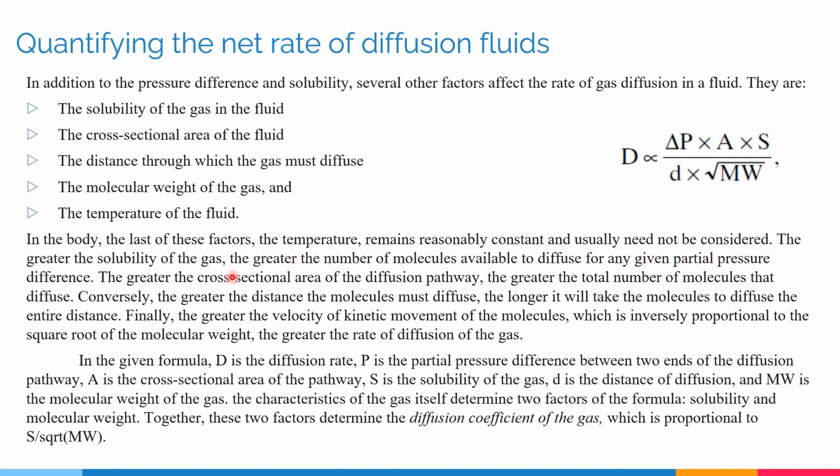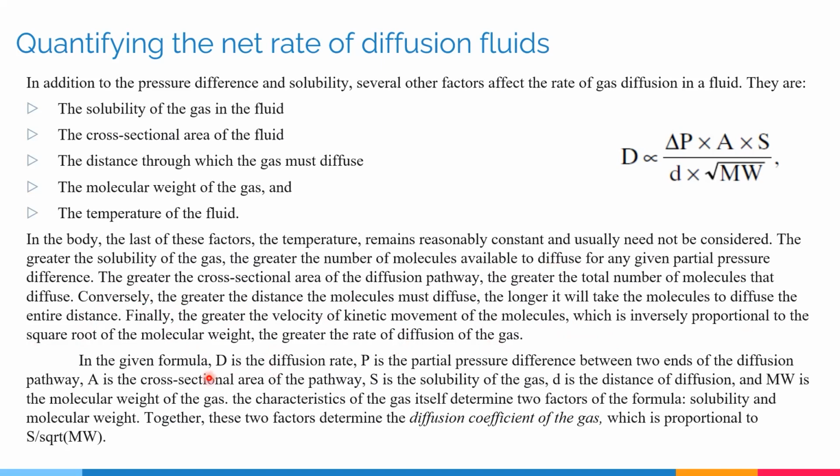The greater the solubility of the gas, the greater the number of molecules available to diffuse for any given pressure difference. The greater the cross-sectional area of the diffusion pathway, the greater the total amount of molecules that diffuse. Conversely, the greater the distance the molecules must diffuse, the longer it will take the molecules to diffuse the entire distance. Finally, the greater the velocity of kinetic movement of the molecules, which is inversely proportional to the square root of molecular weight, the greater the rate of diffusion of the gas.